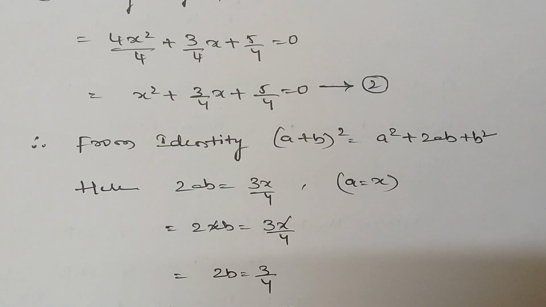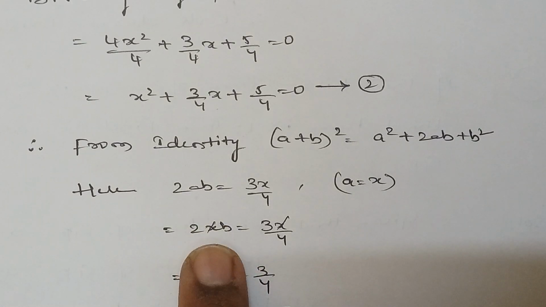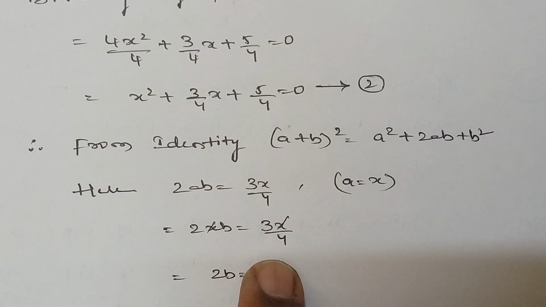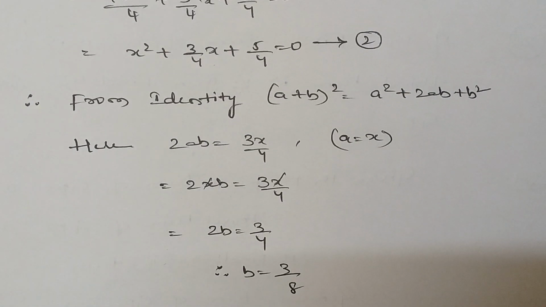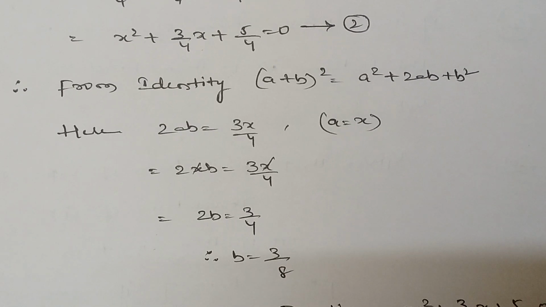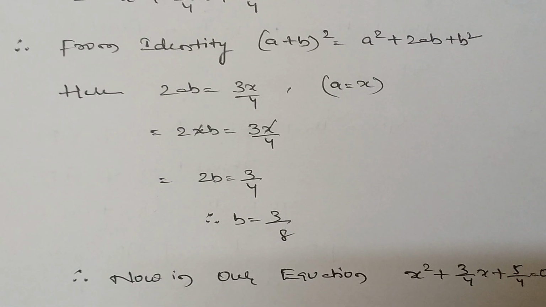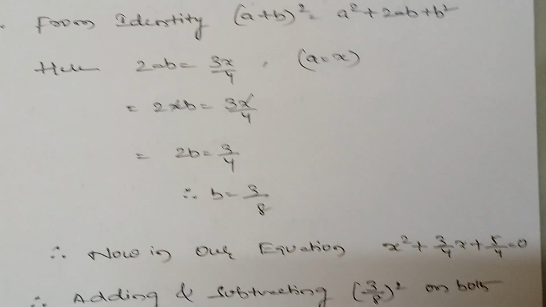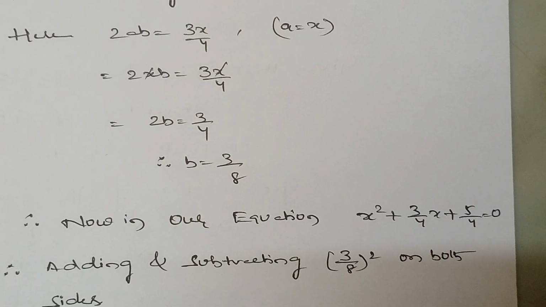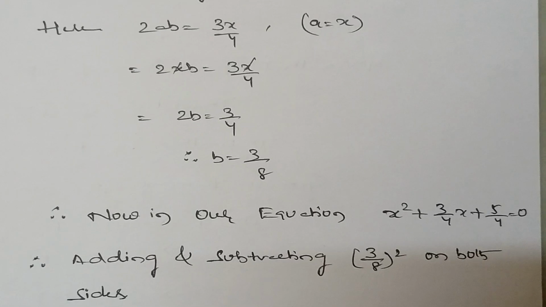Okay. Now, what is a here? A nothing but x, right? So 2x times b equal to 3x by 4. Cancel like terms. Now, therefore b equal to 3 by 4 divided by 2, that equal to b equal to 3 by 8 students. Now, in our equation, x square plus 3 by 4x plus 5 by 4 equal to 0.